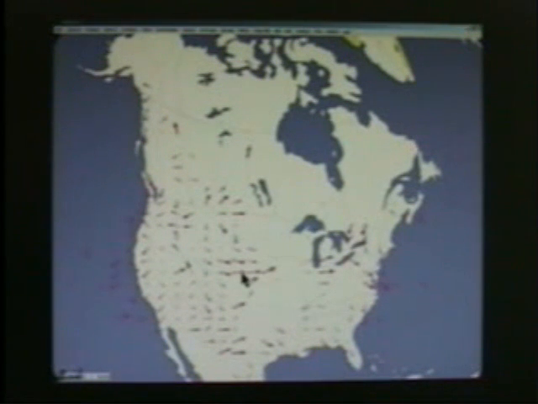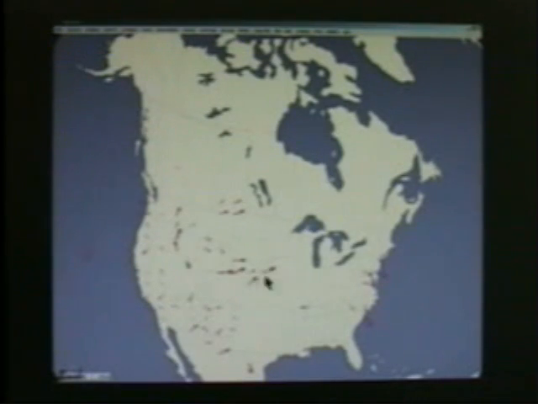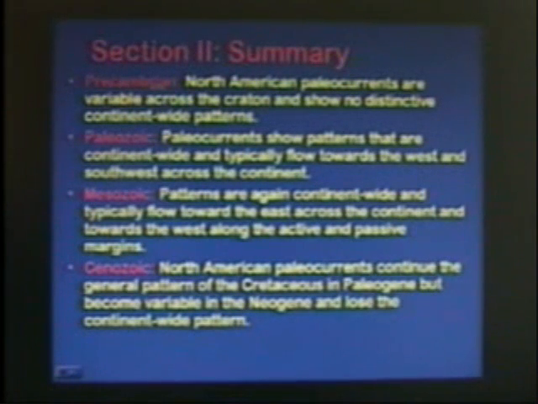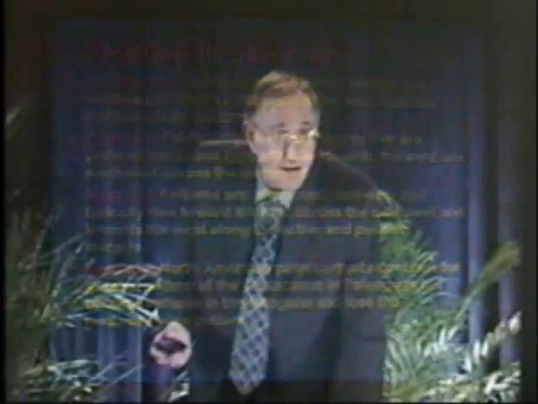If you look at the somewhat higher layers, the Tertiary, we seem to find somewhat different patterns, some going this way, some going that way. So there seems to be some form of restoration taking place. A little bit higher, we have some going this way, others going that way, and still higher, we seem to have some reversals. So what do we find? Summary. Precambrian: North American paleocurrents are variable across the craton and show no distinctive continent-wide pattern. So right down at the bottom, it's the same as what you would expect today. So maybe the Precambrian was once the surface of the earth.